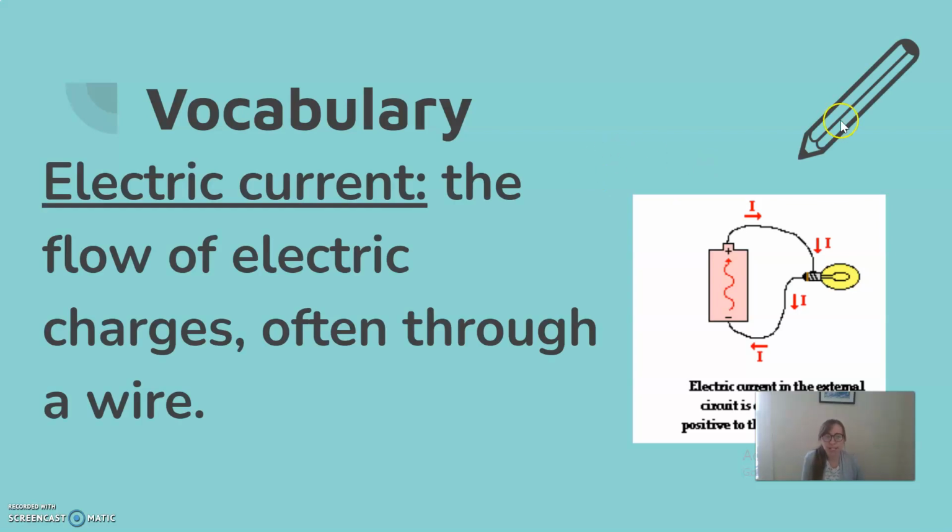All right, so first thing is the electric current. The electric current is the flow of electric charges, often through a wire. So this is basically how electricity works. It has to do with the electric field that we talked about this week. And basically electrons will flow through a wire because of their charge. So that causes a current. So for example, when you turn on a light switch, the electrons start flowing through that wire and turn on the light bulb.